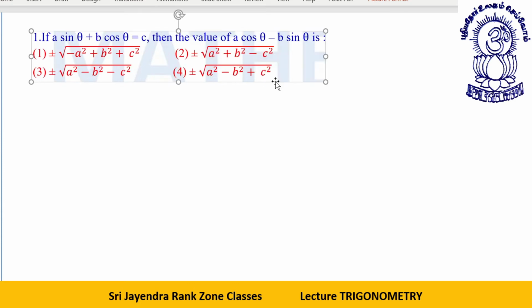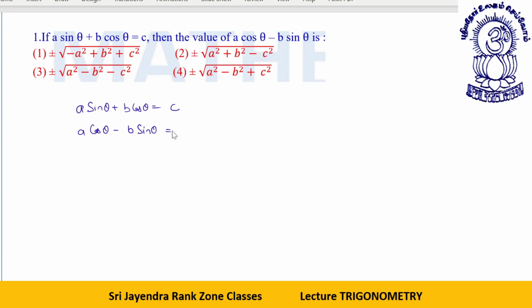The first question itself is very important. You have a sine theta plus b cos theta is equal to c. You have to find a cos theta minus b sine theta is equal to d. I say let's assume. Okay.